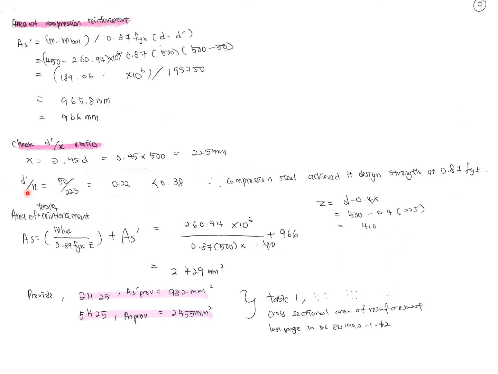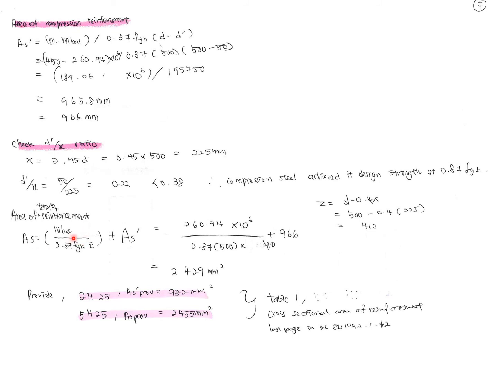Okay, so D prime over X is 50 over 225, which is 0.22, less than 0.38. So the compression steel still achieves its design strength at 0.87 fyk, which means it's okay. Okay, and then the area of tensile reinforcement. We already got the area of As prime, the compression steel. We also need to determine the area of tensile reinforcement, which is the reinforcement at the bottom.